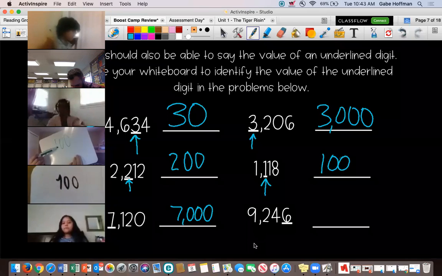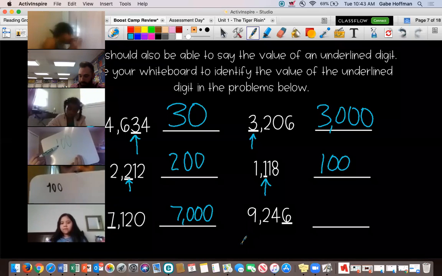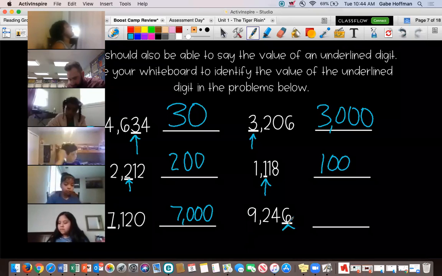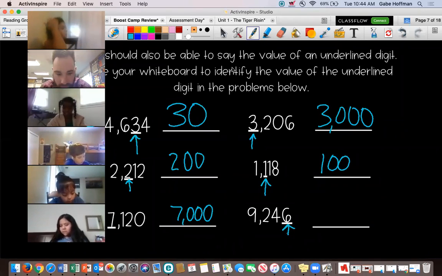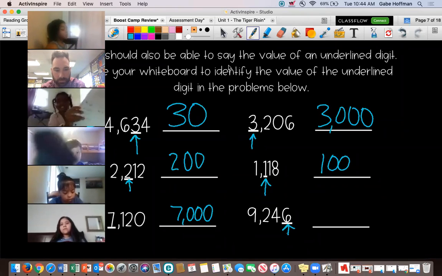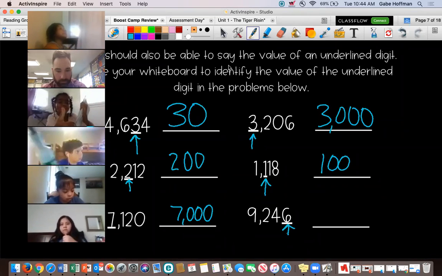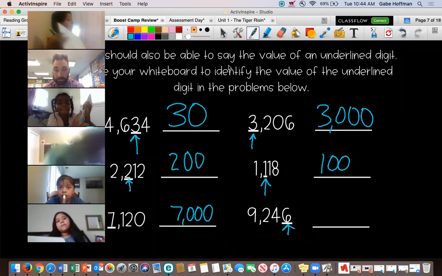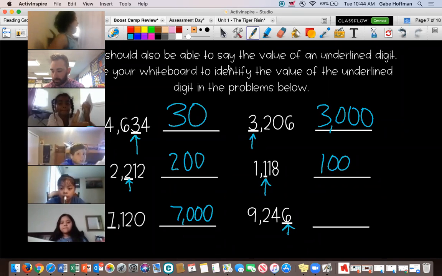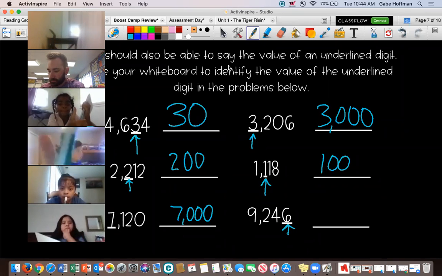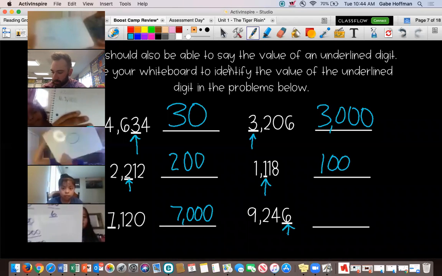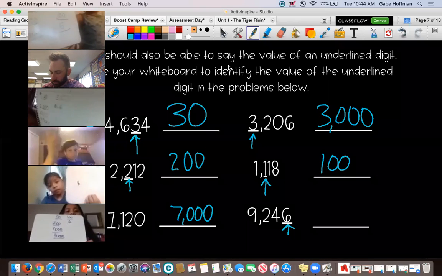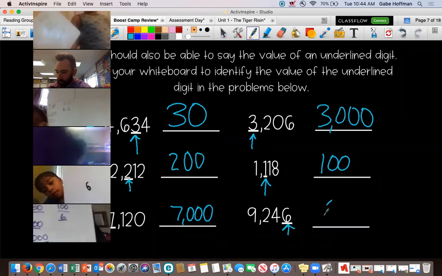And we have one more, 9,246. Write the value of the underlined digit. And don't tell or show me yet. Don't tell her. Ready? Denise is ready. Caleb's ready. 3, 2, 1, show me. Good job. Looks like you guys have got this down pretty well.